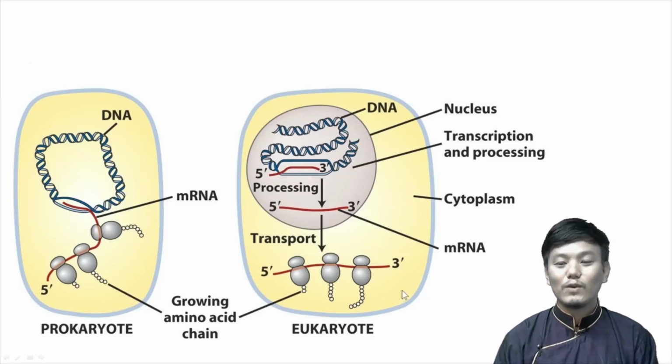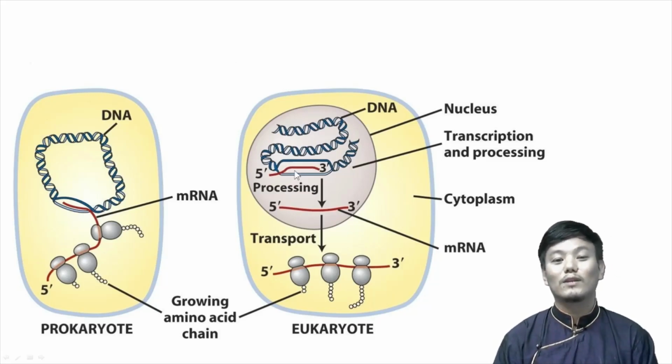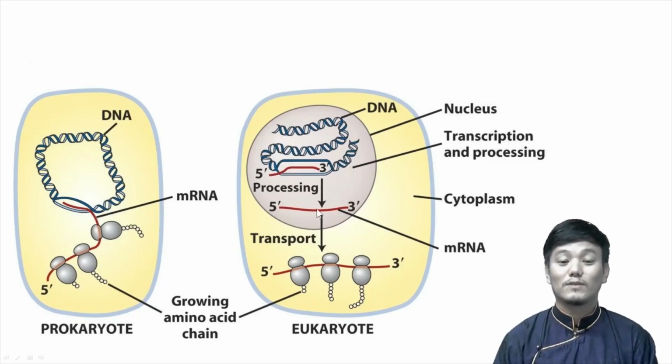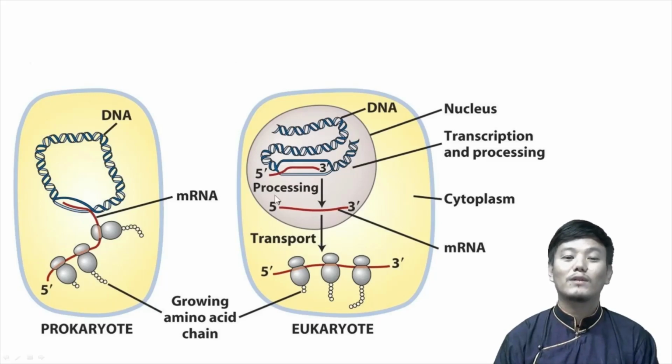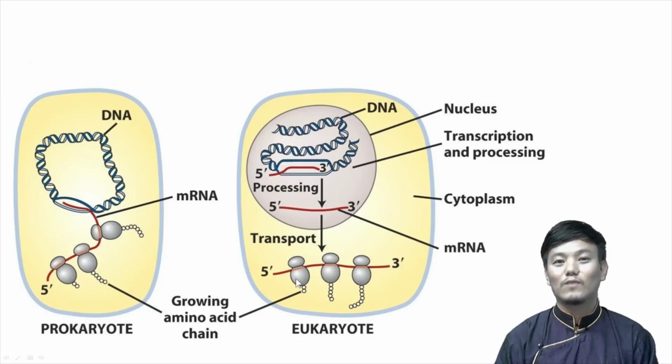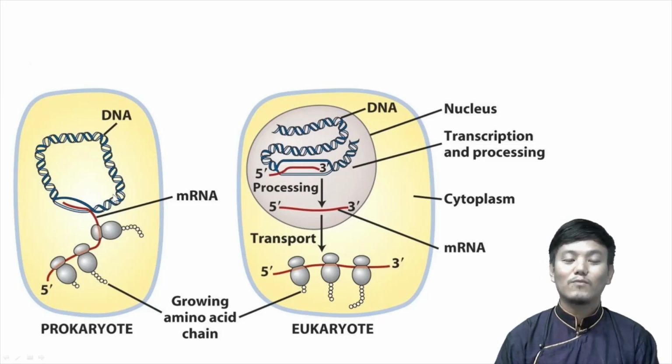But in the case of eukaryotes, the transcription process happens within the nucleus, right? And since inside the nucleus there are no ribosomes, the translation process will happen when the mRNA moves out into the cytoplasm through nuclear pores. When the mRNA moves out into the cytoplasm, only then will the translation occur, right? So over here, both transcription and translation happen at the same time, whereas in the eukaryotes, the transcription happens within the nucleus, and translation happens outside the nucleus, in the cytoplasm where the ribosomes are.